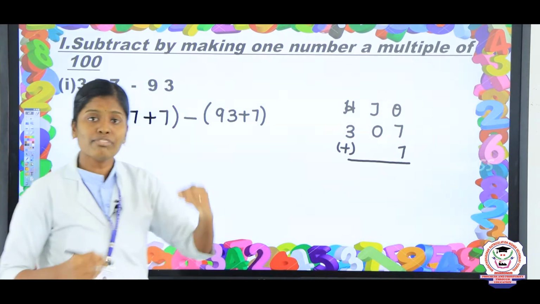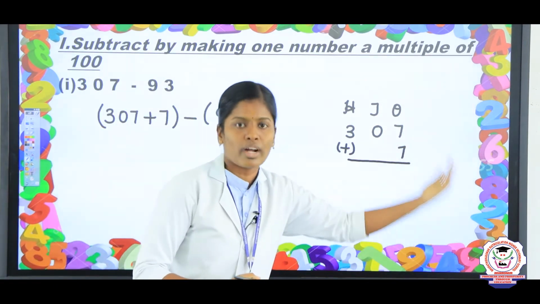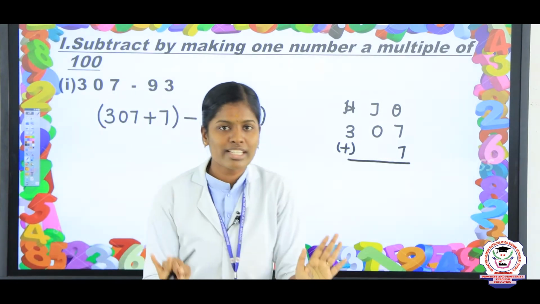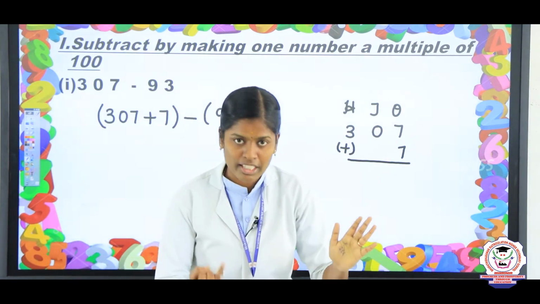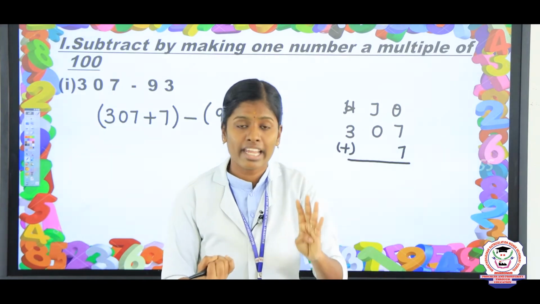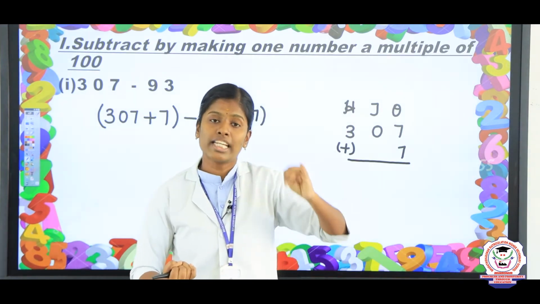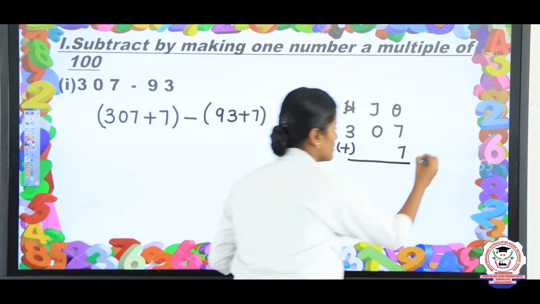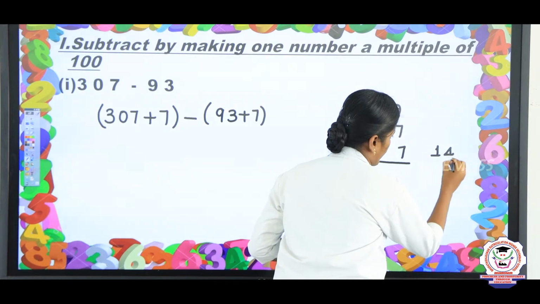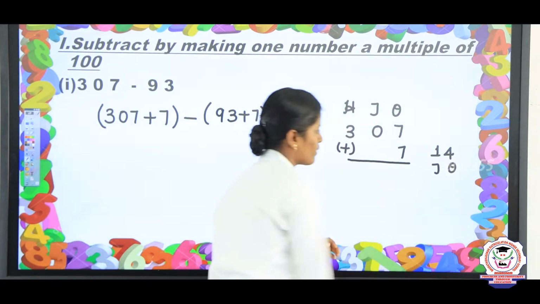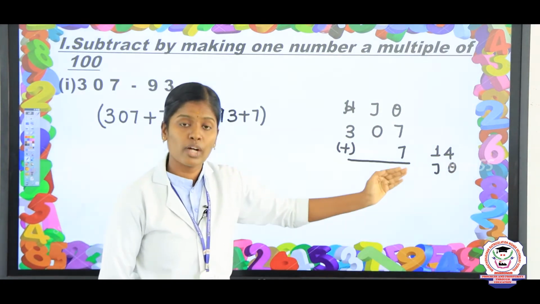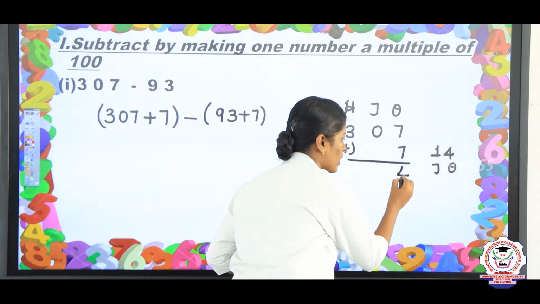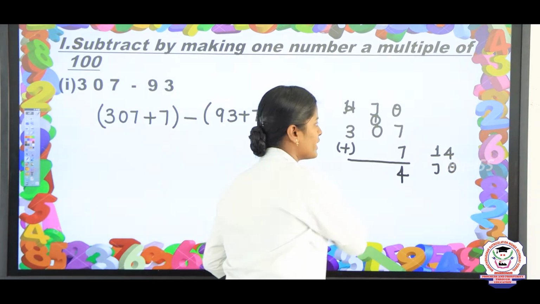Now we are going to add this. While adding, first we take the right side ones place value. Keep 7 in the mind, 7 on the finger. What is the answer? 7, then 8, 9, 10, 11, 12, 13, 14. So here we got a 2-digit number, that is 14. It has a ones place value and a tens place value. The ones place value we write under the ones column, and the tens place value we carry over to the tens column.